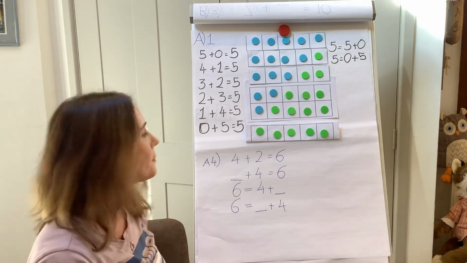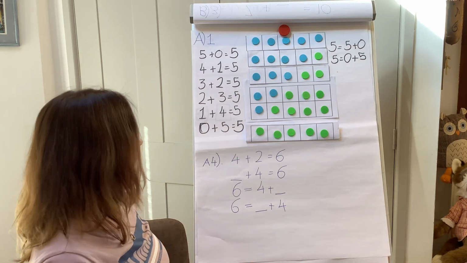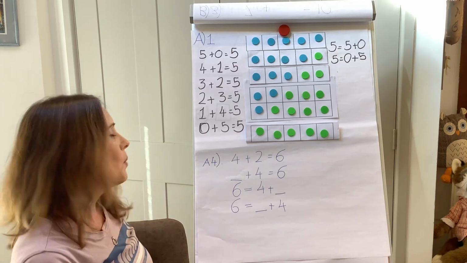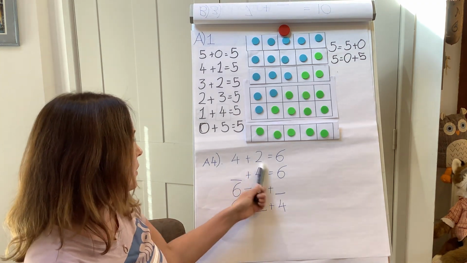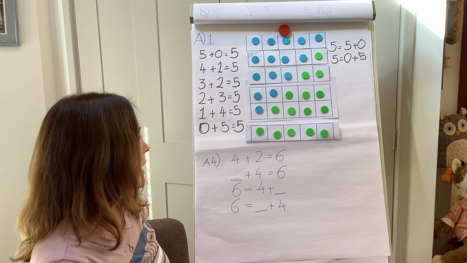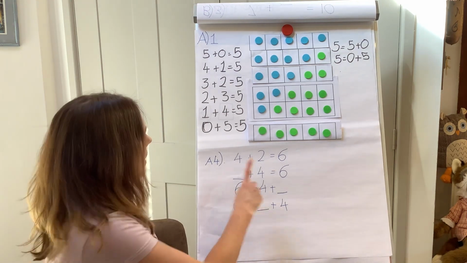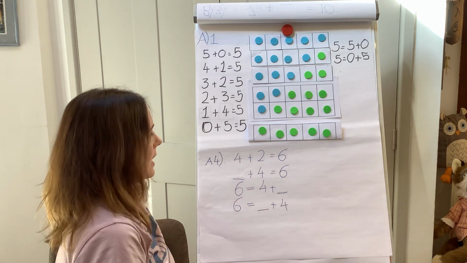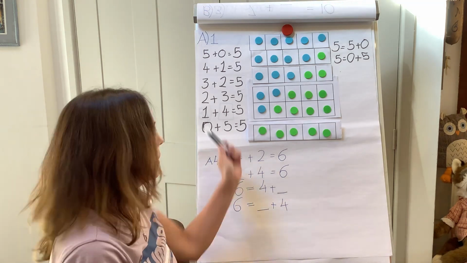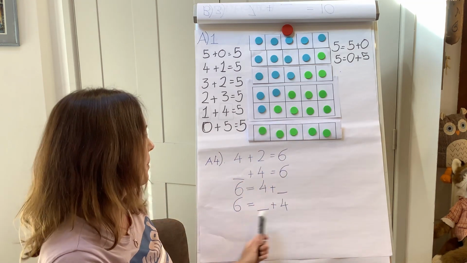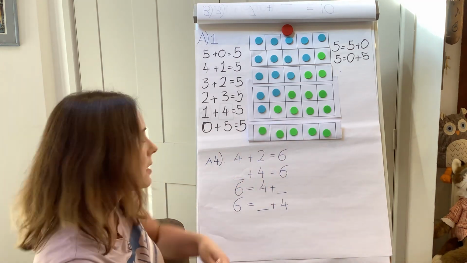Well done for that. So A4 we're going to look at, and this is where you had to write the missing numbers in the sentences for the fact families. So we have 4 and 2 is equal to 6. Now you may have used a frame, made a tens frame to find the number possibilities. You may have used counters.